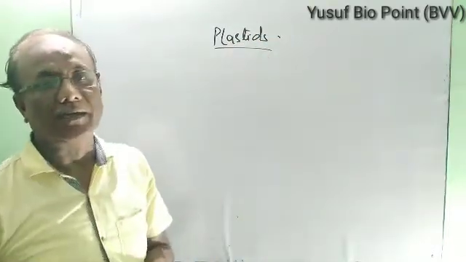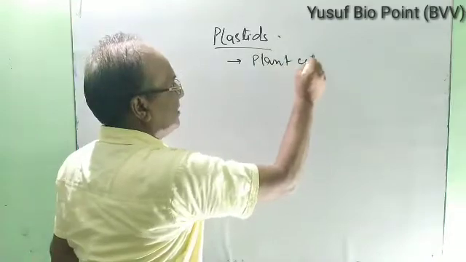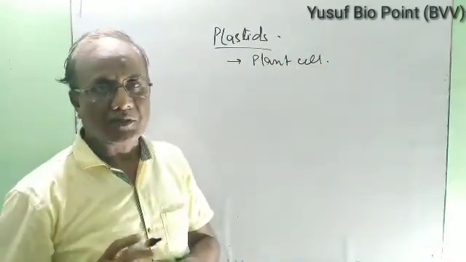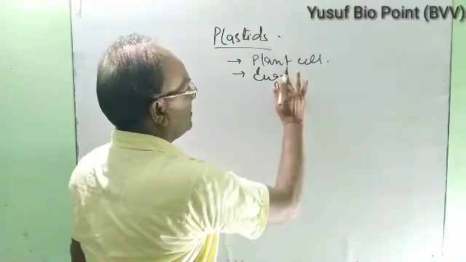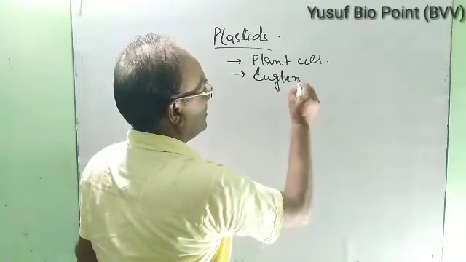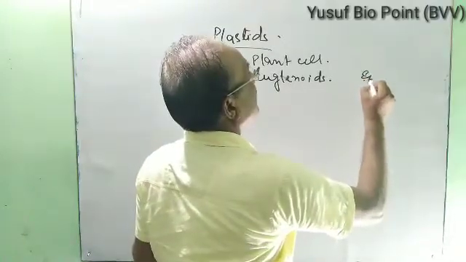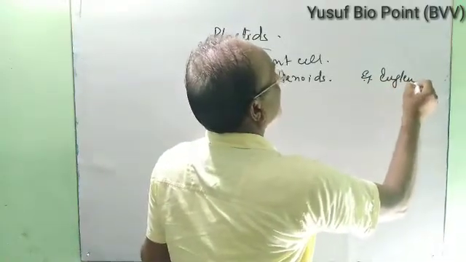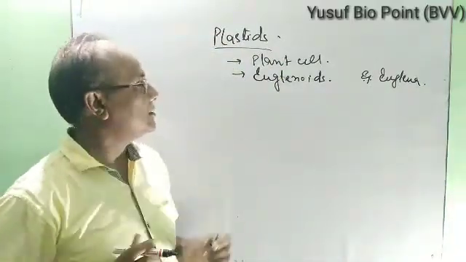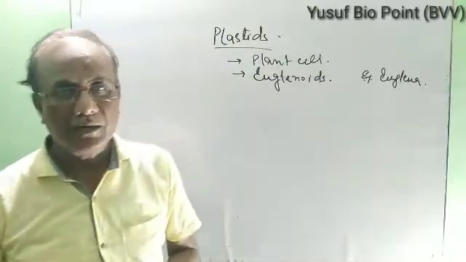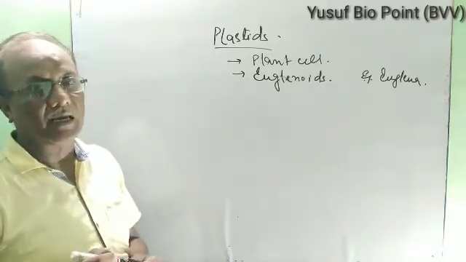We shall start the new topic, that is plastids. You know that it is found in plant cells, mostly in plants and also in euglenoids, for example Euglena. Plastid is found in the plant cell, understand?